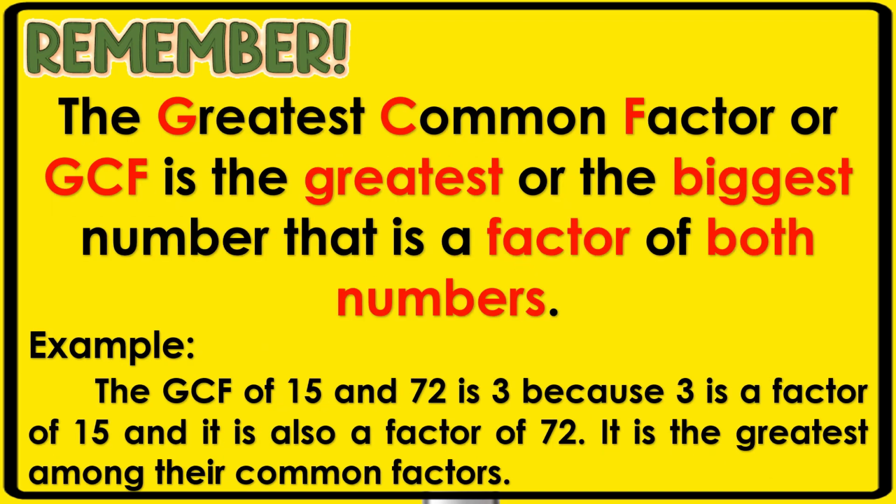Remember, the greatest common factor, or GCF, is the greatest or the biggest number that is a factor of both numbers. Example, the GCF of 15 and 72 is 3 because 3 is a factor of 15 and it is also a factor of 72. It is the greatest among their common factors.